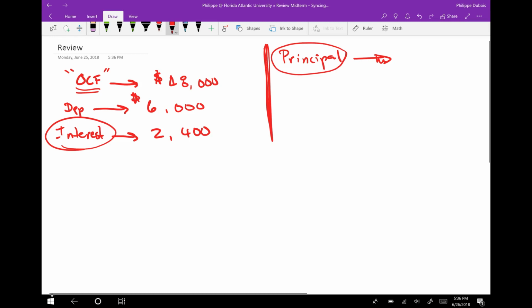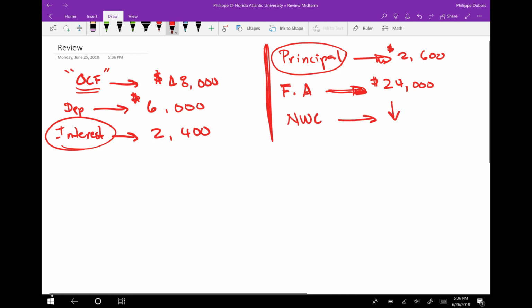All right, so if you've made principal payment in the order of $2,600, and you've spent in fixed asset, whether you bought a big piece of equipment or built a new building, and you spent $24,000 to build that new building or to purchase that piece of equipment. Again, that information can be found on your balance sheet. And then you have a net working capital that decreased by $1,300. Okay, and we all know working capital is current asset minus current liability.